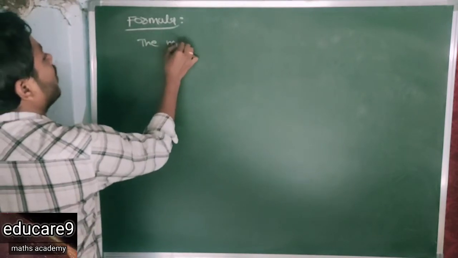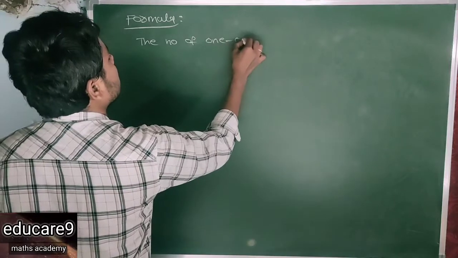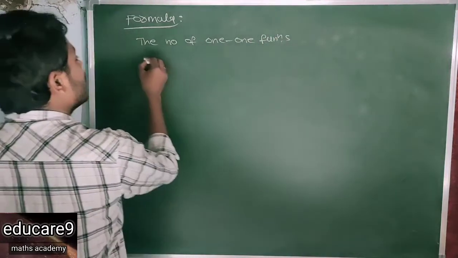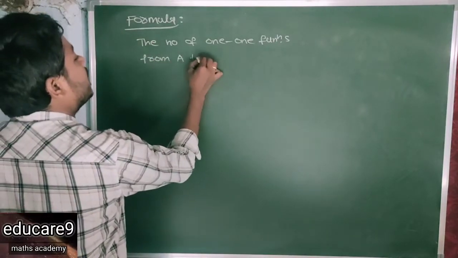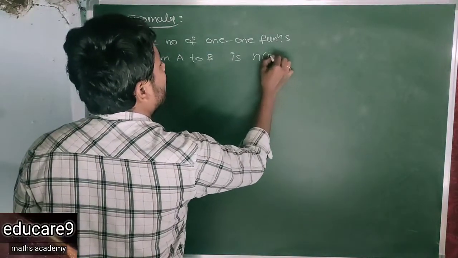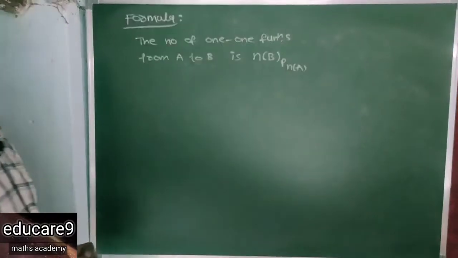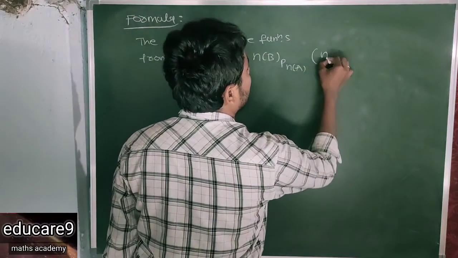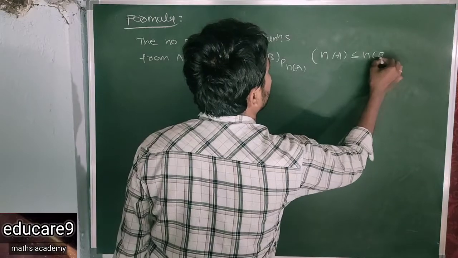The number of one-one functions from A to B is n(B)P n(A), where n(A) is less than or equal to n(B). Okay.